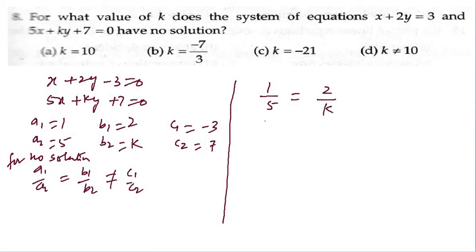Now we can do the cross multiplication. So k is equal to 2 into 5. So k will be equal to 10. So where is the 10? So you can say option A will be correct. Now come to the next question.